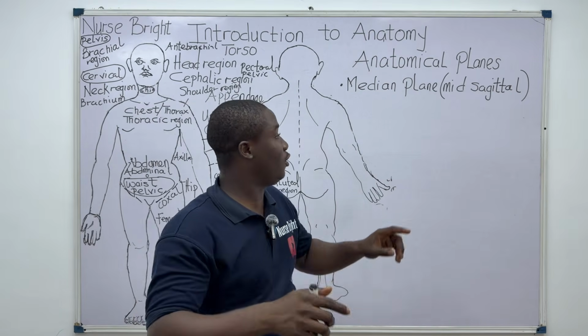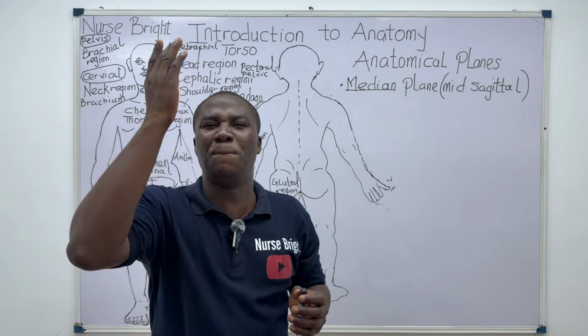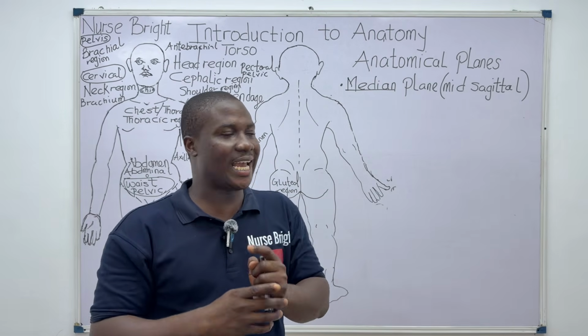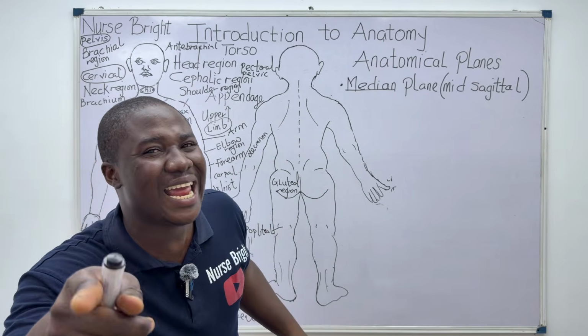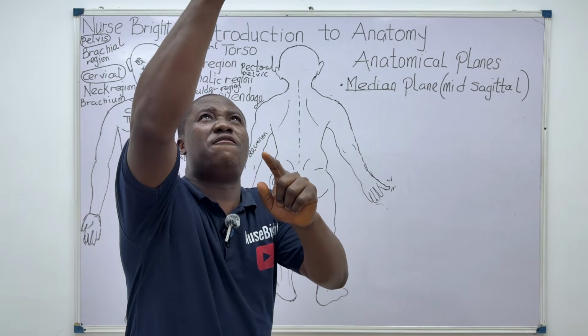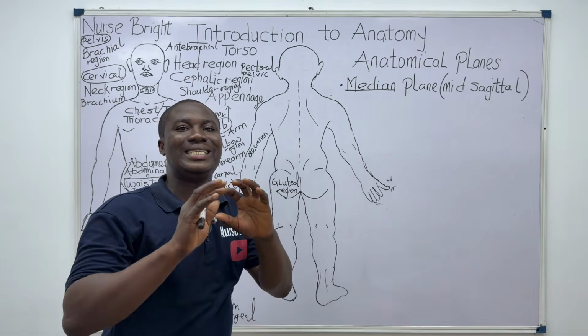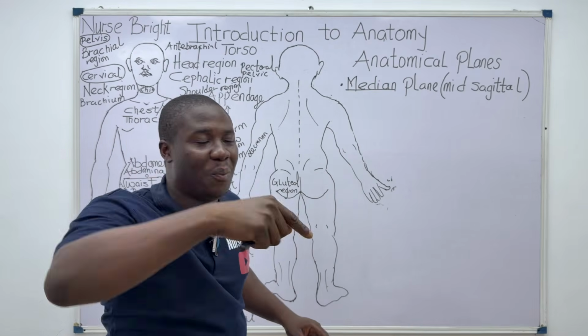Now moving further, you can see from the word median, it has to do with the middle, all right? So pay attention. The median plane is a vertical plane. I do not say it's a horizontal one. All right, it is what? A vertical plane that passes the exact center of the body.